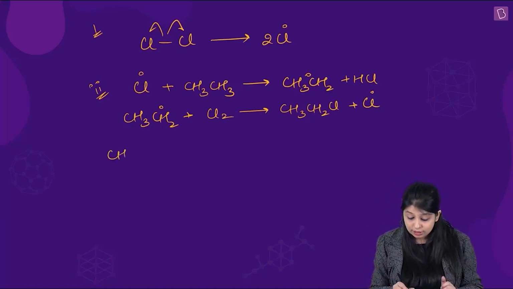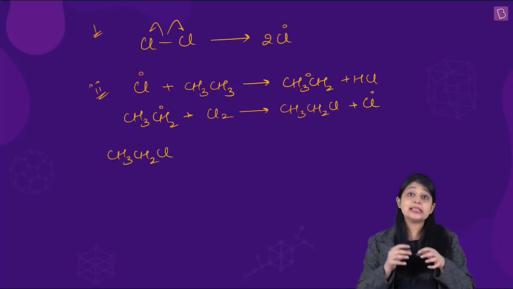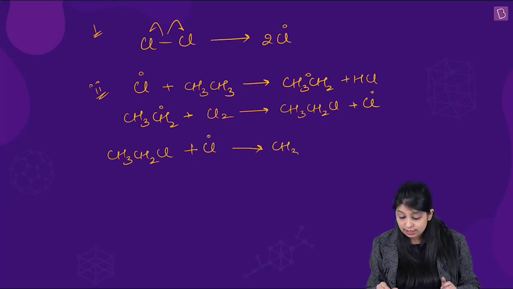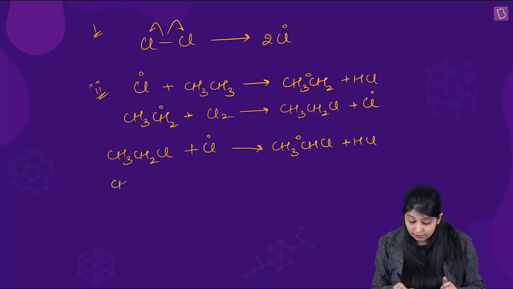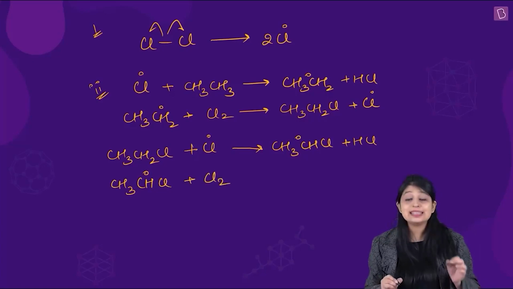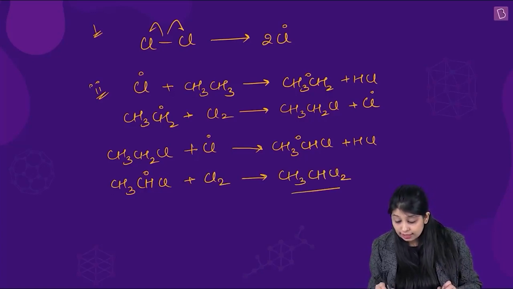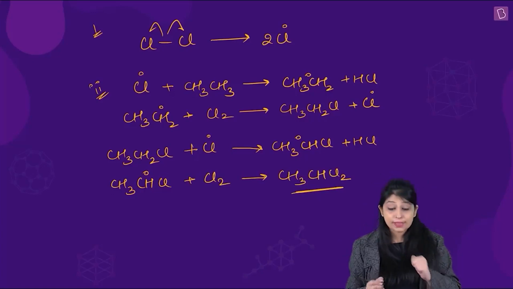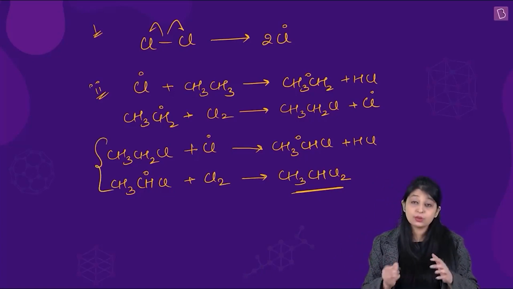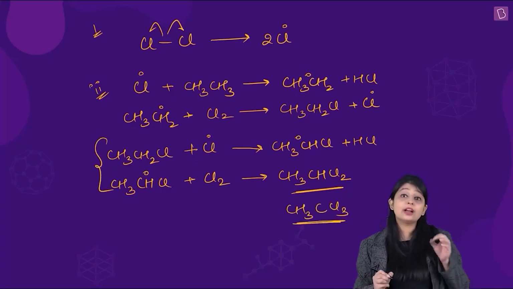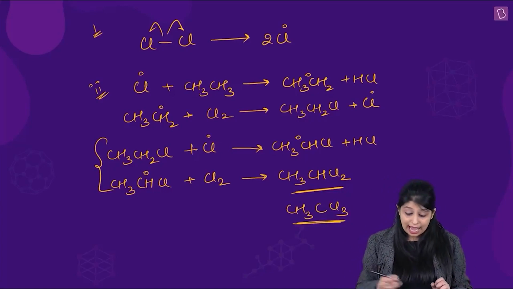Now this CH3CH2Cl molecule can also react with Cl free radical to give CH3CHCl free radical plus HCl. Now this free radical that is formed, CH3CHCl free radical, can react with Cl2 to give CH3CHCl2. That is dichloroethane. Similarly, just like these 2 reactions, you can also get CH3CCl3. That is trichloroethane.